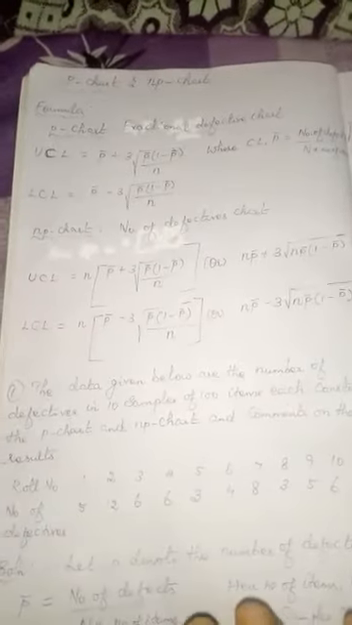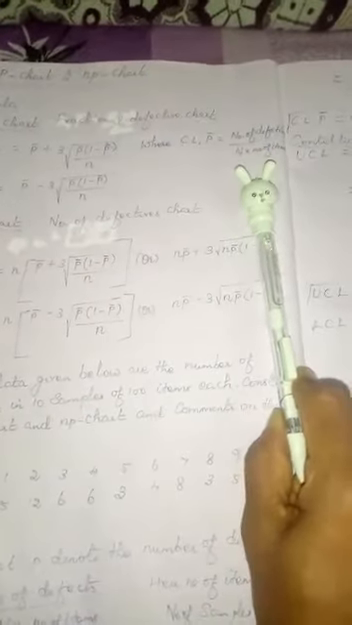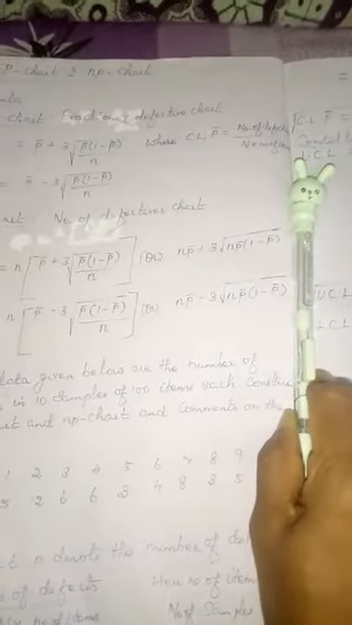So the formulas: you have to find three control limits: UCL, LCL, CL. For UCL, the formula is P bar plus 3 into root of P bar into 1 minus P bar by N. For LCL, instead of plus put minus. For the control limit, P bar equals number of defectives by capital N into number of items.